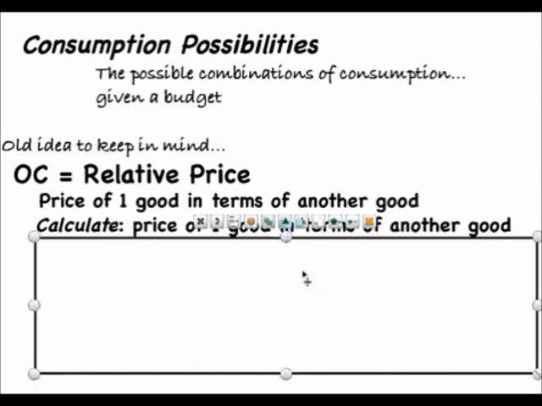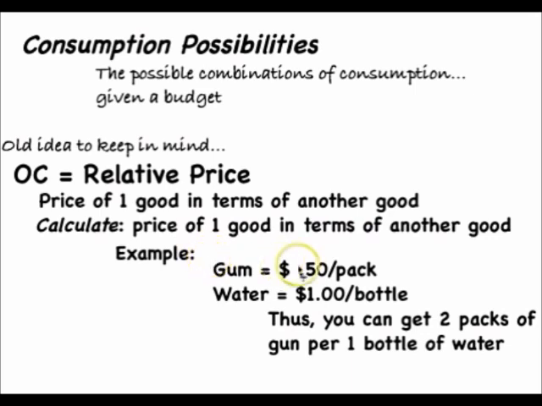For example, if gum costs 50 cents a pack and water is $1 a bottle, you take a look at the relative price. 2 units of gum equals 1 unit of water given the price. 1 unit of water equals a half a unit of gum. 1 unit of water equals 2 units of gum. 1 unit of gum equals a half a unit of water. And it's just taking a look at these prices and seeing the relative price to one another. All right, pretty simple. So that is your consumption possibilities in a nutshell.